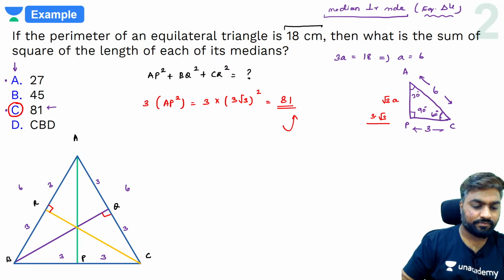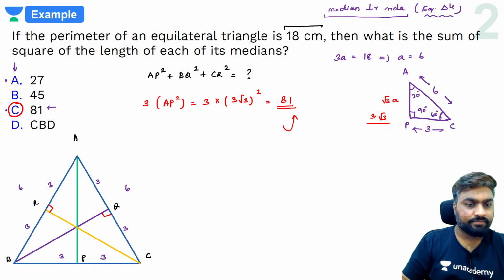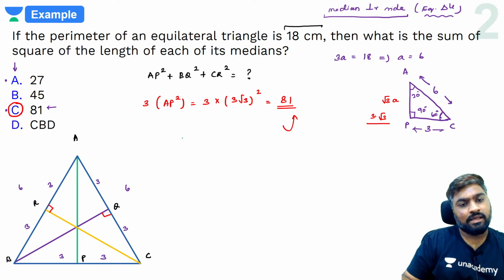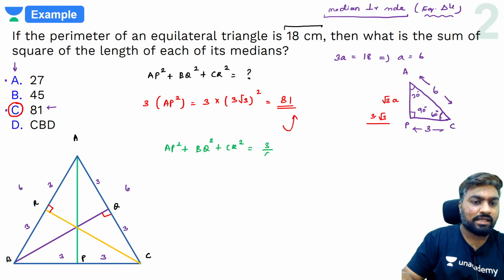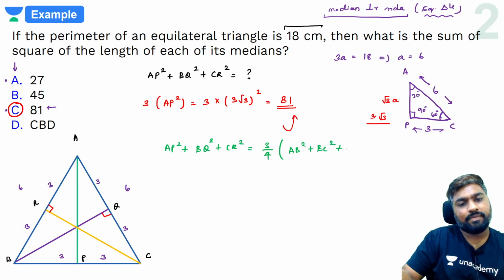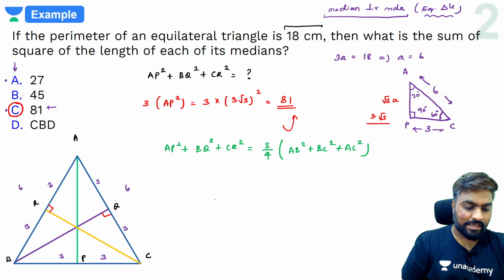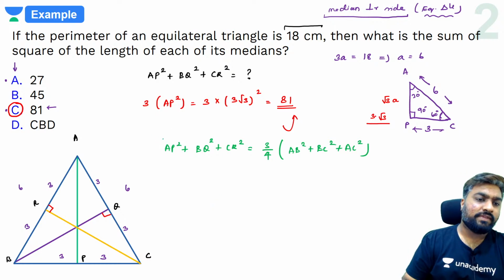Clear, everyone? Now time for a property. There's a property that says the sum of the squares of the medians, AP square plus BQ square plus CR square, is nothing but 3/4 of AB square plus BC square plus AC square. The sum of the squares of the medians is going to be 3/4 of the sum of the squares of the sides. So we can also use this property directly.